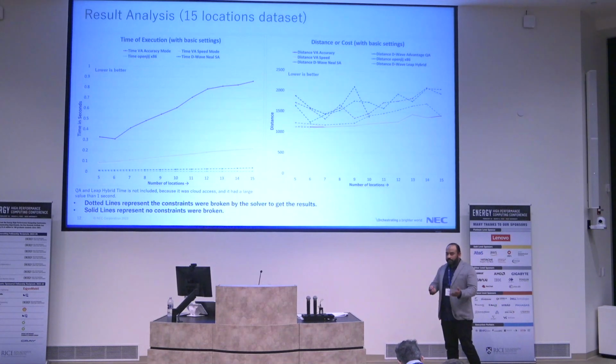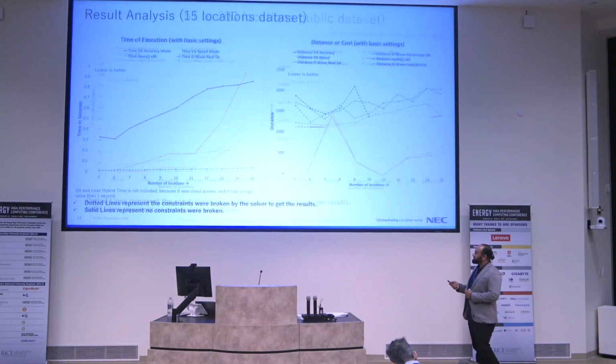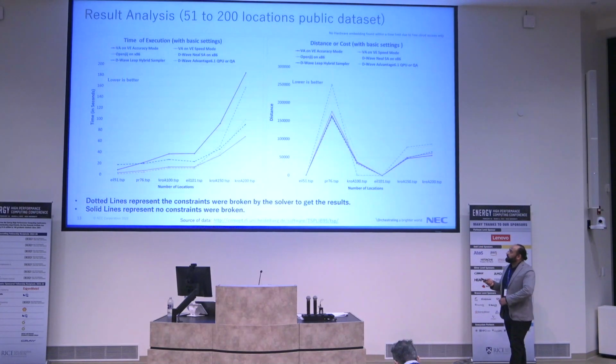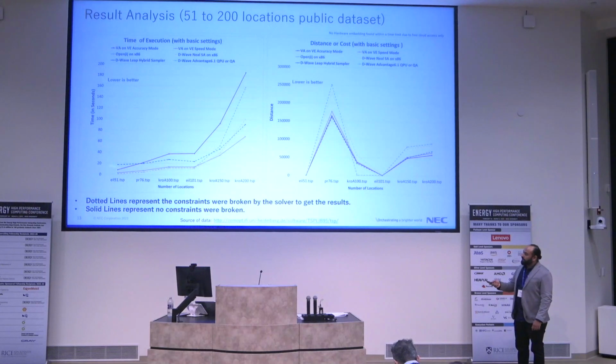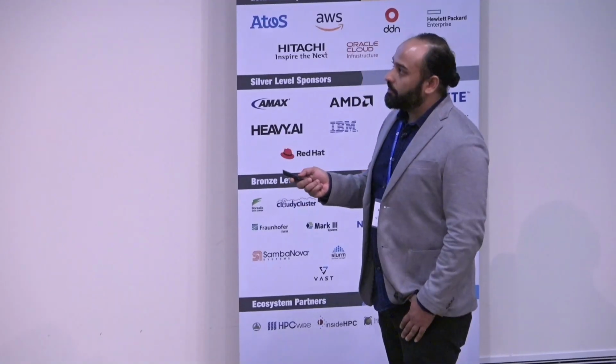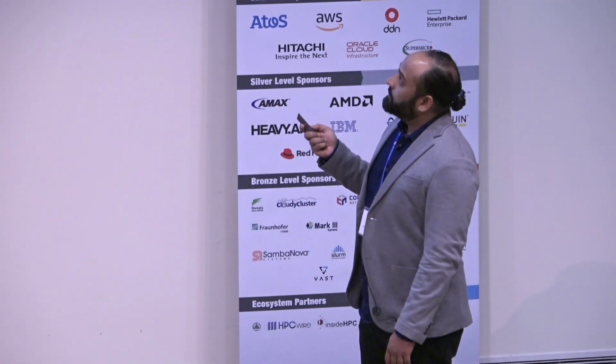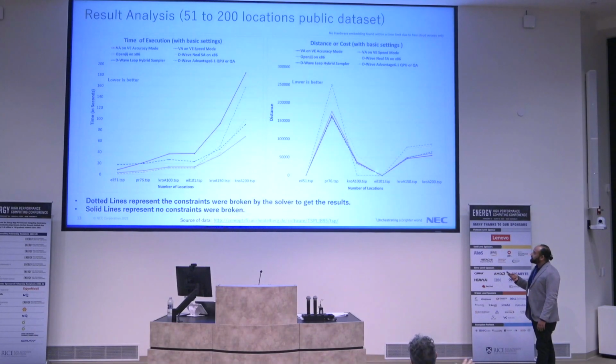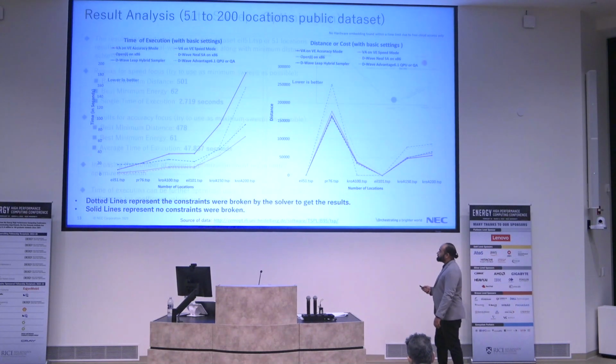Bringing it to the energy industry, where 15 locations is very small, we used more data sets from 51 to 200 locations. You can see on the y-axis the number of locations from 51 to 200. We see very similar results: the time of execution is comparable, but the solid lines show that all constraints have been met and the objective has been achieved. Similarly, the distance or cost is also pretty good, and all the solid lines indicate that no constraints were broken.